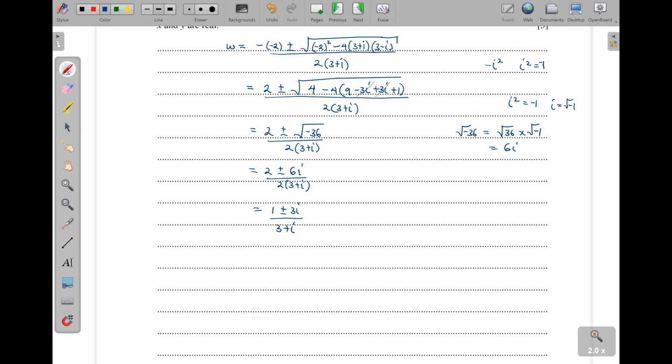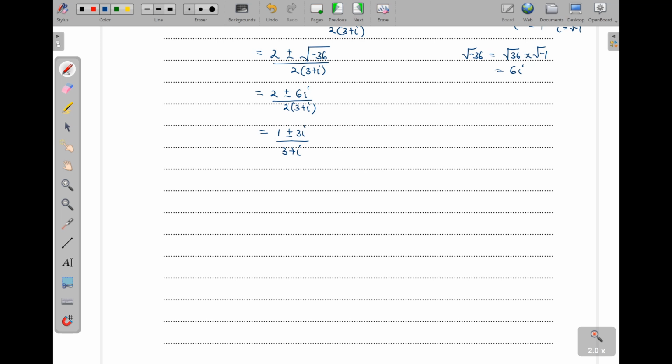So W1, when I consider, let's say, the plus, we have 1 plus 3i over 3 plus i. So how am I going to solve this? We rationalize the denominator. You take the conjugate of the denominator. Since this one is a plus, you just change the sign, so it will be 3 minus i. You multiply it in the denominator, and you also multiply it in the numerator. It's like we have done nothing.